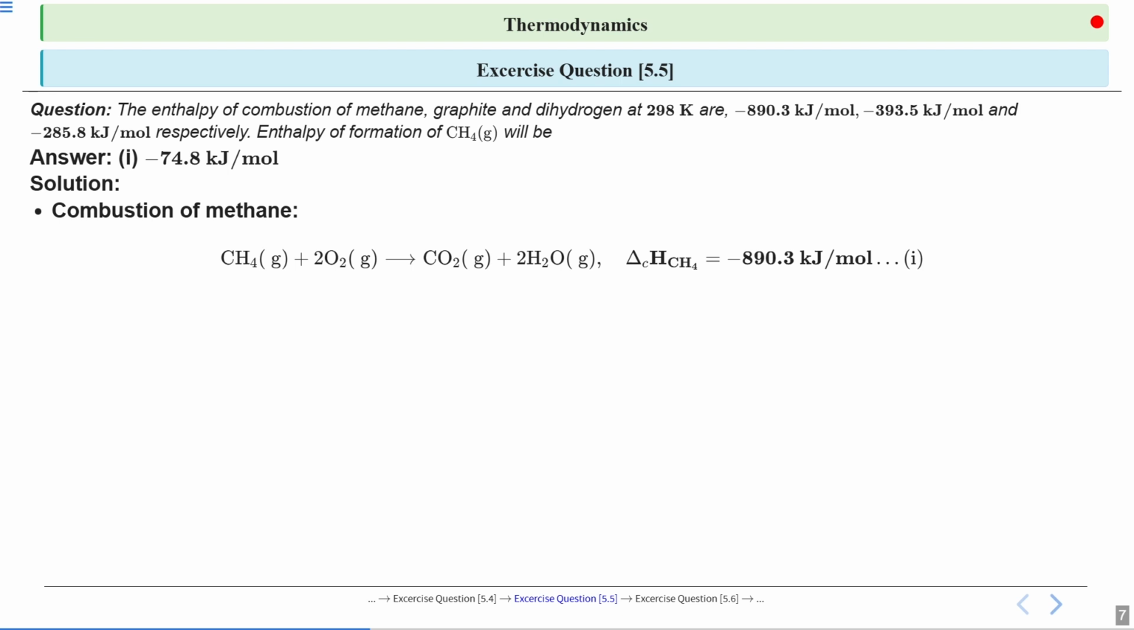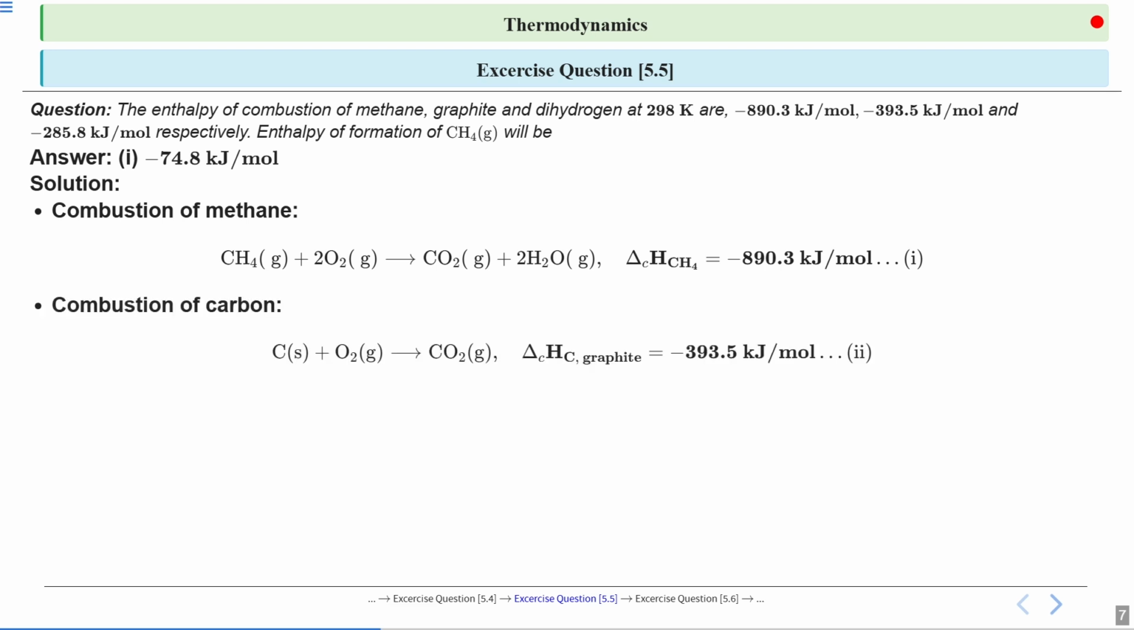You cannot change the methane's coefficient. It's very important to remember that you are not going to change the methane's coefficient at all, because the definition itself says that combustion is for 1 mole, right? Now this value is given as minus 890.3 kilojoule per mole. You will write this the way I have written it, because this is the thermochemical equation for the combustion of methane.